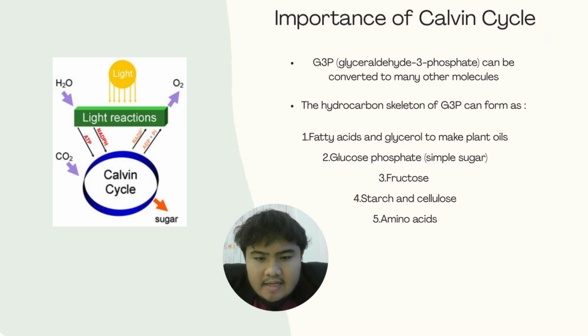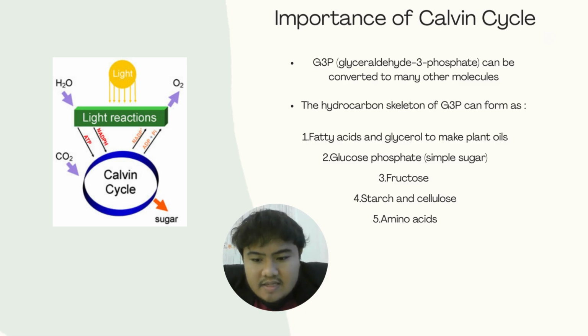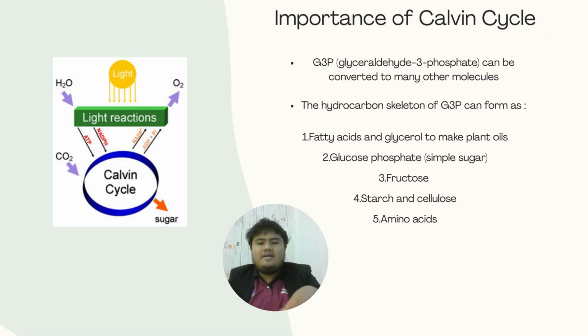Starch is a complex carbohydrate used for long-term energy storage, like in tubers or seeds, while cellulose is another complex carbohydrate that forms the rigid cell walls of plants, providing structural support. Last, we have amino acids, the building blocks of protein, which are vital for enzymes. These are important because the Calvin cycle is what occurs in the photosynthesis process.